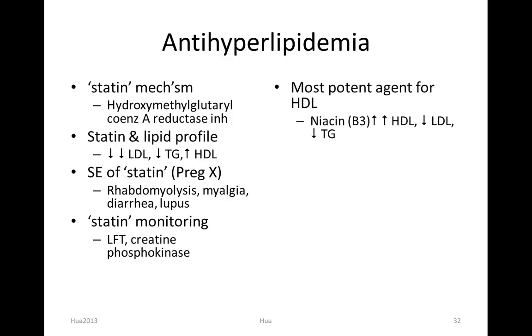The most potent agent for HDL is actually a very high dose of niacin, which is nicotinic acid, vitamin B3. In this case, it's about 100-fold higher than the daily requirement in terms of nutrients. It will increase the high density lipoprotein, but the problem with nicotinic acid is that it can cause flushing of the skin, and also it can cause itching.